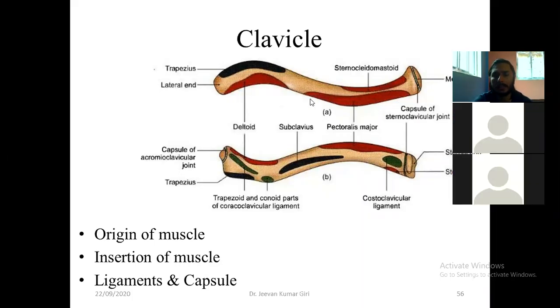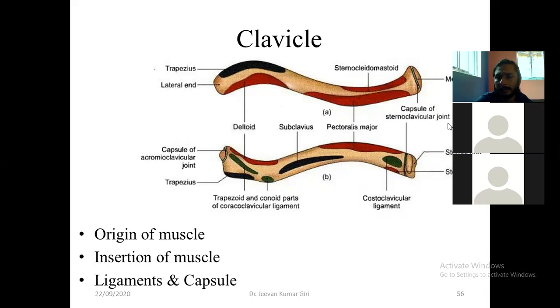So the origin is from the anterior surface of the medial two-thirds of the clavicle. So medial two-thirds. Then next, see here, in the superior surface in the medial two-thirds. Okay, so there is the origin of the sternocleidomastoid muscle. So actually this is the sternal head of the sternocleidomastoid muscle.